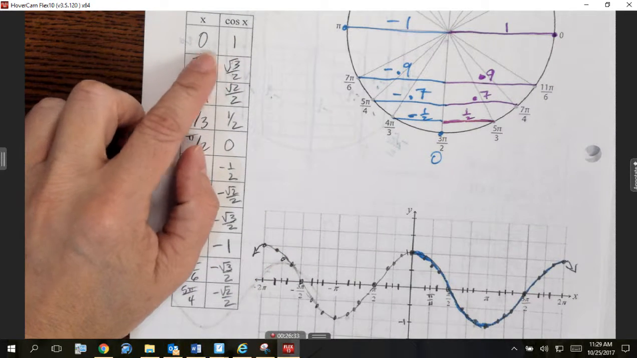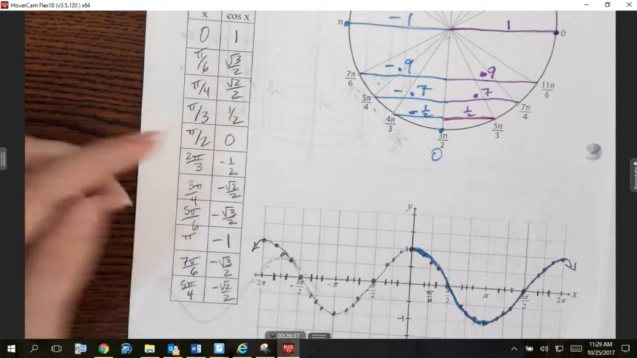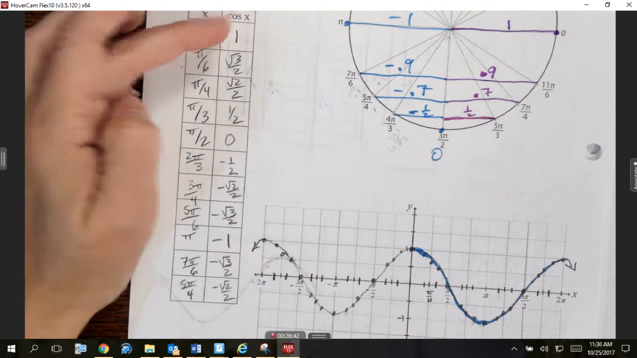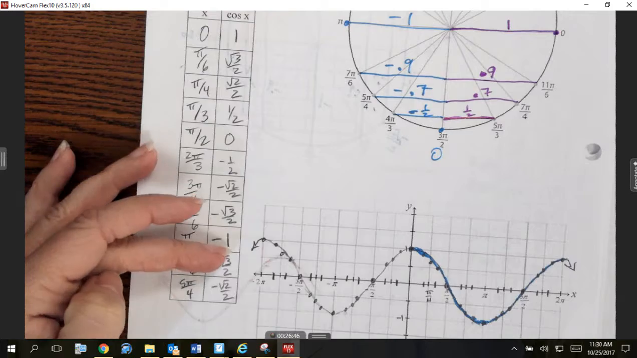The 0, because it was at 1. The pi over 2 was at 0. I mean, I already have it listed which ones we're going to do, right? But if you're looking at the y values, the cosine x or the sine x, they're the ones that have either a 1 or a 0 or a negative 1.